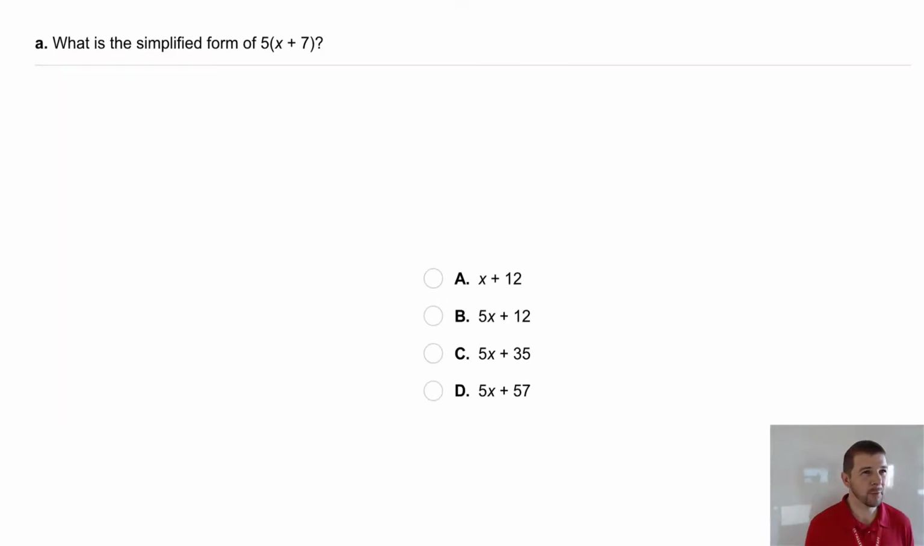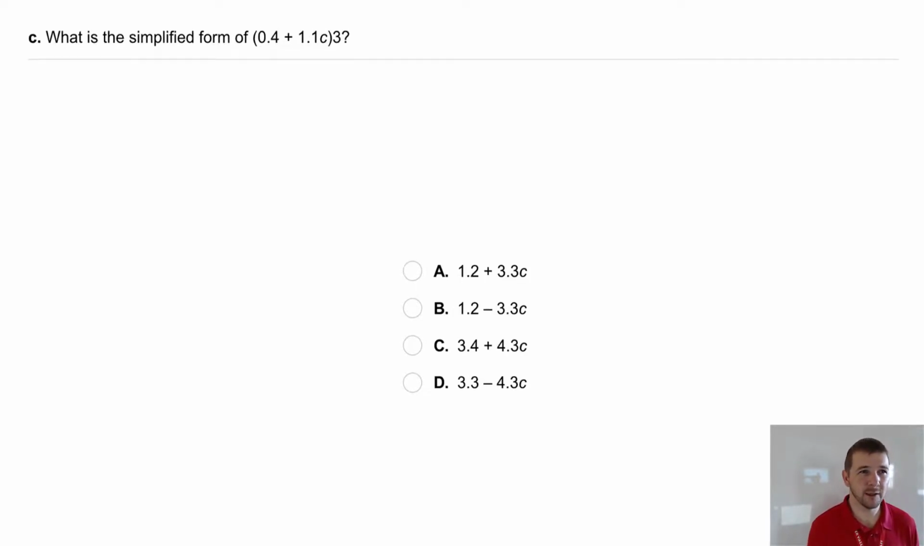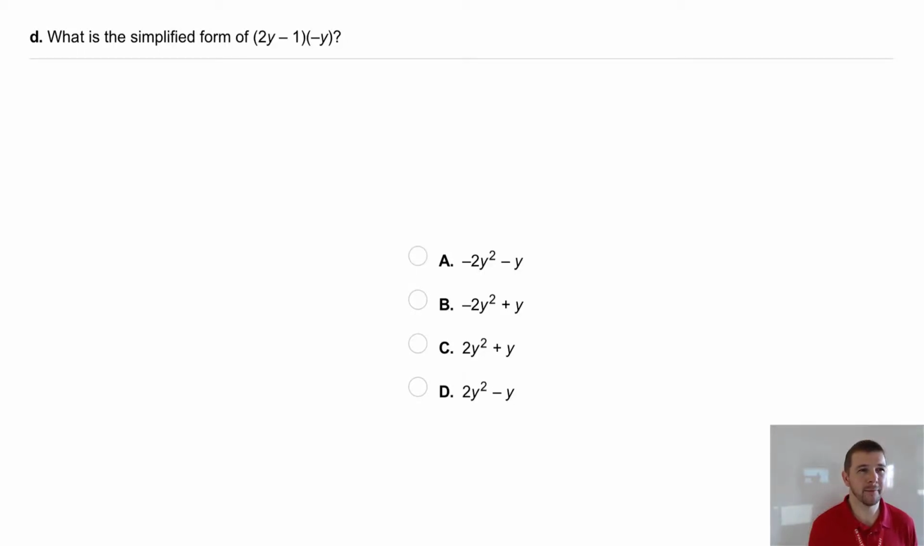Your turn. Part A. What is the simplified form of 5 times the sum of x plus 7? Part B. What is the simplified form of 12 times the difference of 3 and 1/6 t? C. What is the simplified form of 0.4 plus 1.1 c, in parentheses, times 3? Part D. What is the simplified form of the difference of 2y and negative 1 times negative y?